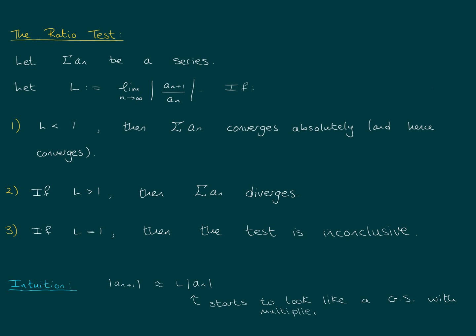That is the absolute values of the terms. So if you were to take the sum of the absolute values of the a_n, as n gets very large, it starts to look like a geometric series with multiplier L. So this almost looks like the requirement we had: if the absolute value of r was less than 1, we had convergence. If it was greater than 1, we had divergence. Okay, so that's the motivation for the ratio test. Now let's look at some examples.